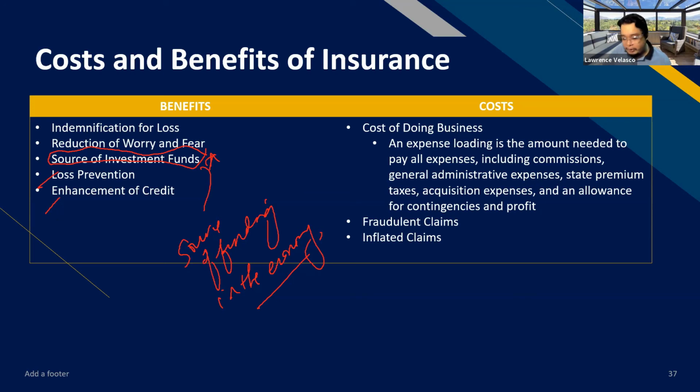Of course, it is a cost of doing business. There's a premium that you have to pay. Okay. And that should be part of the total cost of doing business. So the cost of the insurance premium should be enough versus the benefits that we expect from it. Lastly, costs are fraudulent and inflated claims, which are all related to, of course, the possibility of cheating, and therefore might not result in an efficient administration of insurance. Okay.